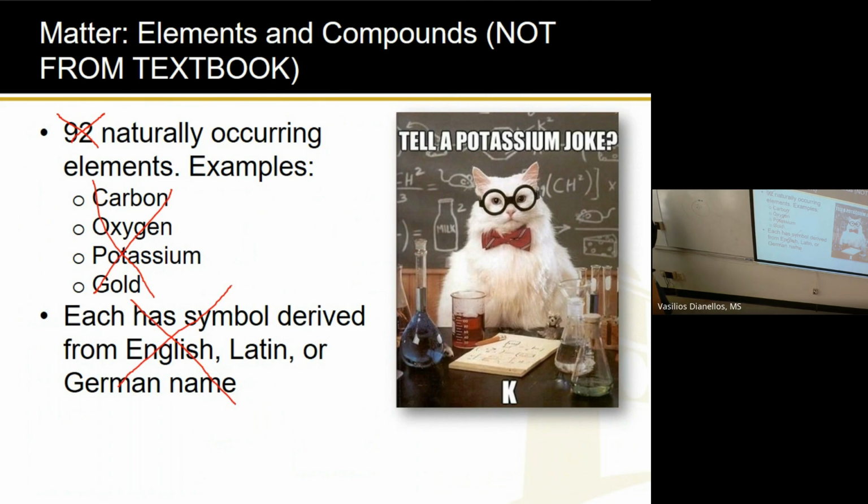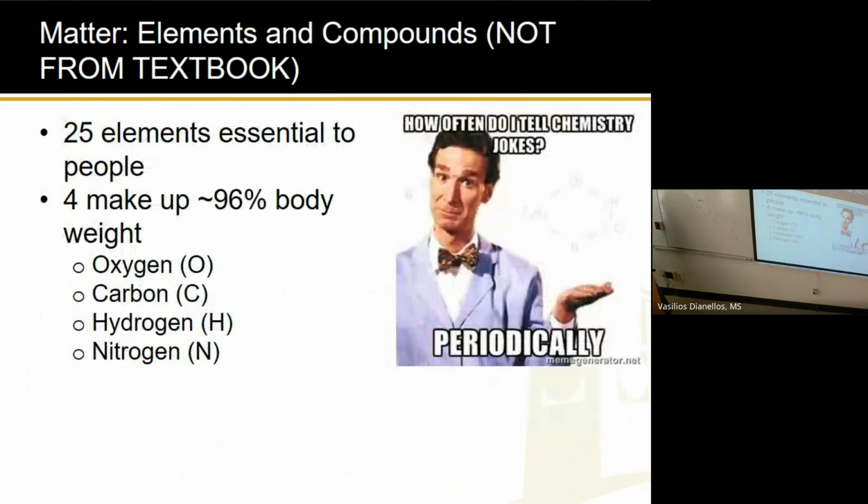Pay attention to this, because like I said, I like to test out of the textbook for this 100 level class. But this is something that's not in the textbook, but I'm requiring you to know it. So pay attention. There are 25 elements that are essential to humans. You need to know that number, 25 essential elements. And again, this is not in the textbook, but it is in the PowerPoint. You need to know that there's 25 essential elements.